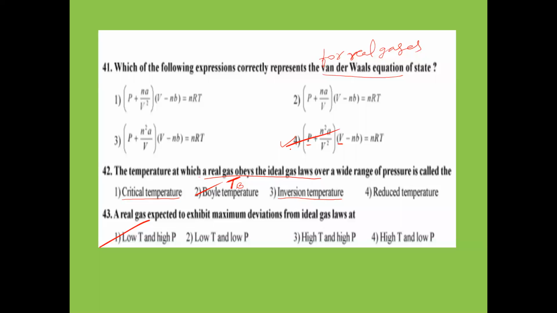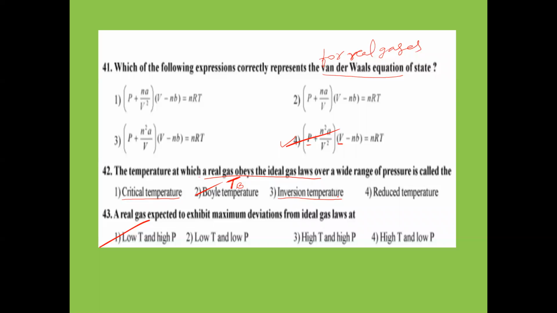See, listen here. The temperature at which a real gas obeys ideal gas behavior is Boyle's temperature. Inversion temperature means the temperature of a real gas below which, if the gas is expanded, it will exhibit a cooling effect. But above this inversion temperature, when the real gas is expanded, it will show a heating effect. That is called inversion temperature.